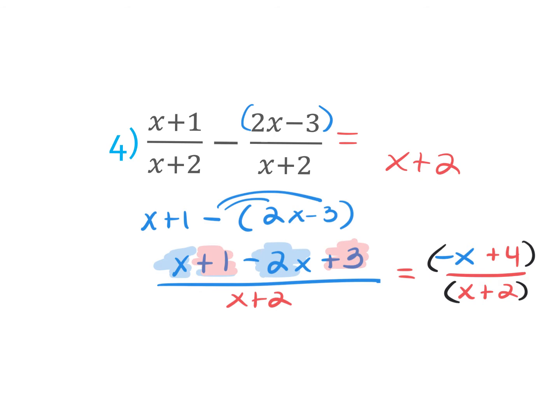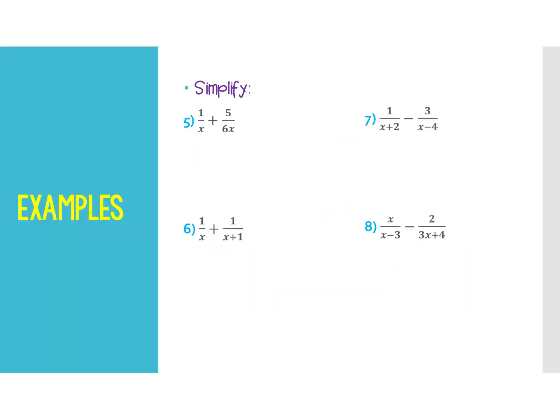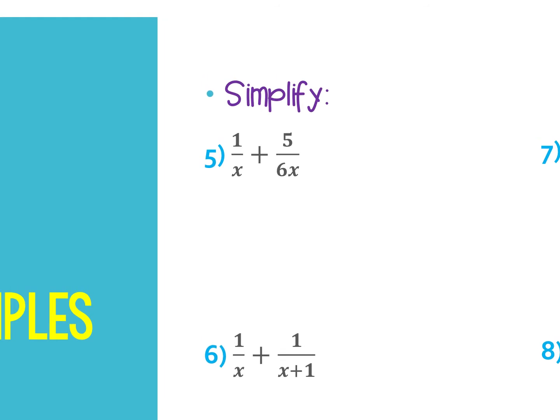So again, remember, we are multiplying to find the LCD. So let's try number 5. All right, number 5. Again, we need to find a common denominator. So notice the common denominator here is going to be the 6x. So what the first fraction is lacking is the 6. So what I'm going to do, and let me just go ahead and rewrite this, the original problem.